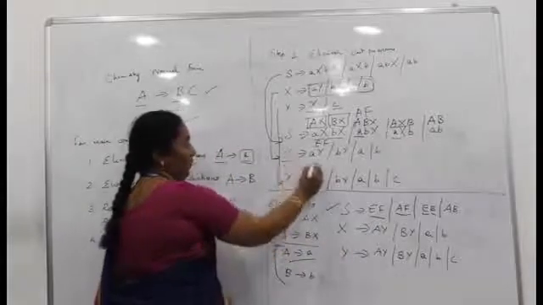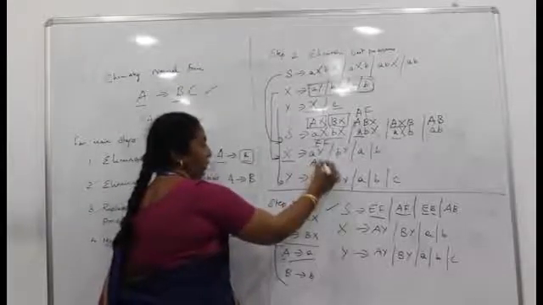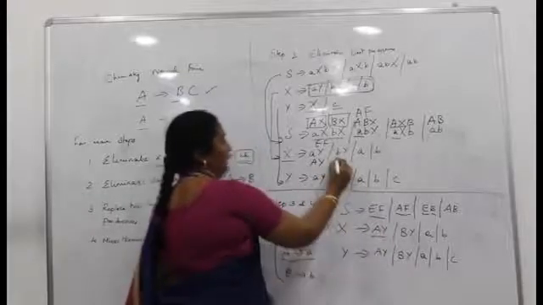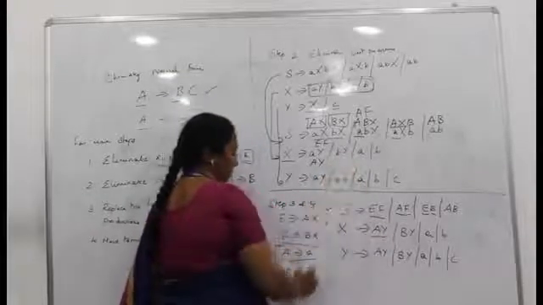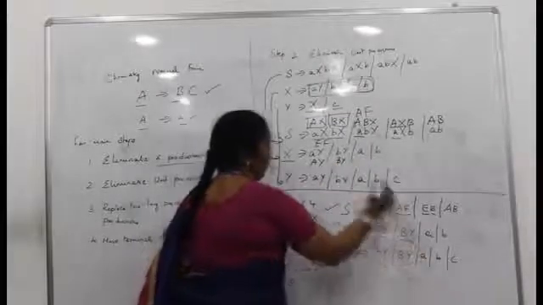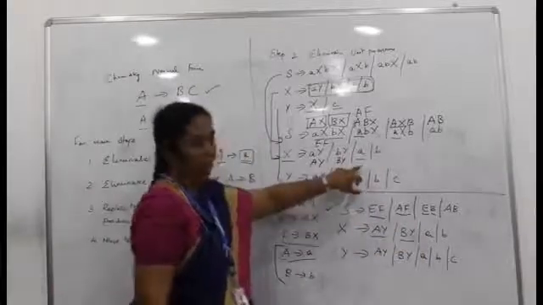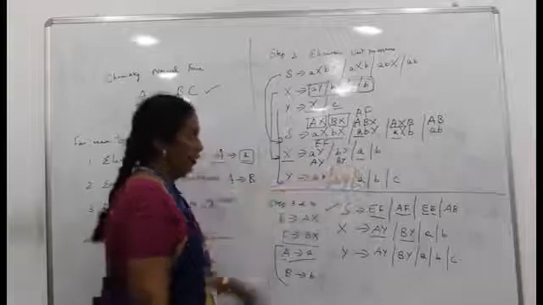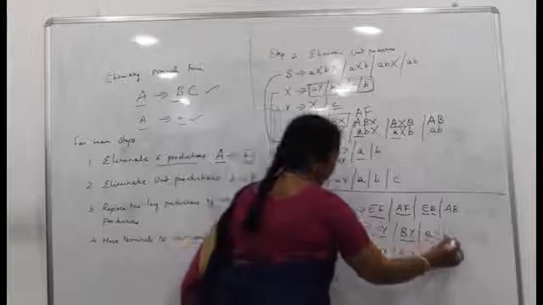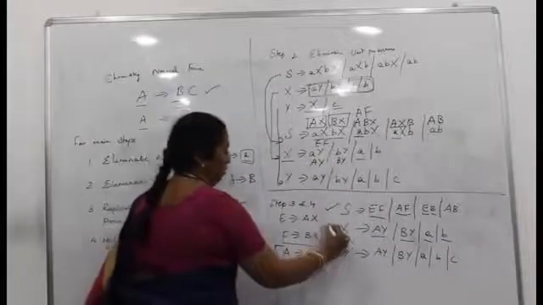The second one, X gives aY. Again replace it with A gives a, so you will get AY. And in the second one, we replace this terminal b with the B gives b production, so you will get BY. And in the last ones, X gives a, since it is already in Chomsky normal form, there is no need to convert it. So it will stay as such, and X gives b will also stay as such. So now we have converted the second also into Chomsky normal form.